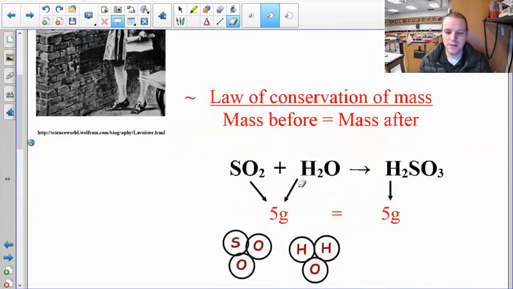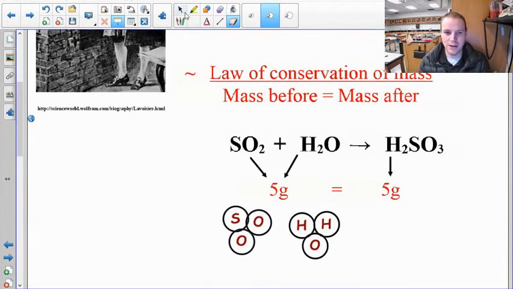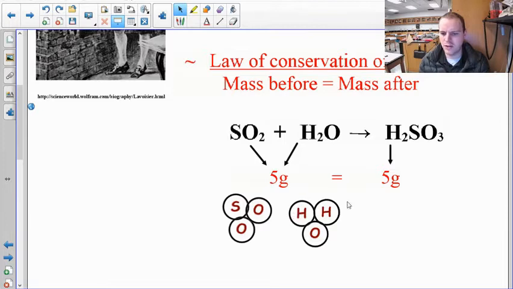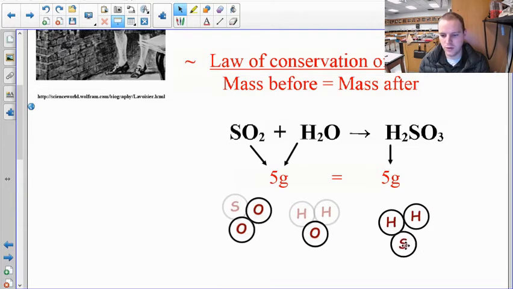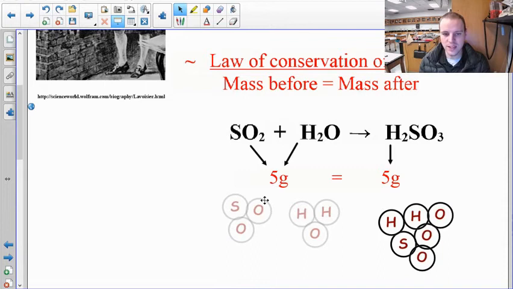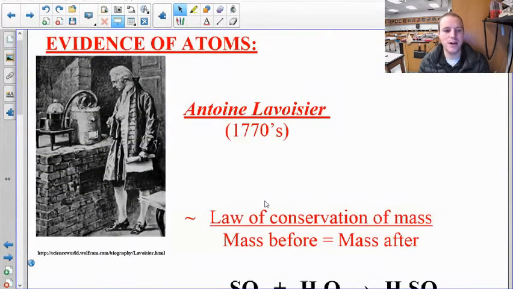So he was doing this reaction right here. So we have sulfur dioxide plus water. And he realized, okay, if I have 5 grams of this at the beginning, I'll end with 5 grams of this at the end. And here's kind of what went down. So SO2 plus H2O makes H2SO3. So he realized, okay, we started with 2 H's and we end with 2 H's. We started with 1 S and we end with 1 S. We started with 3 total O's and we end with 3 total O's. And so he realized that matter cannot be created or destroyed.